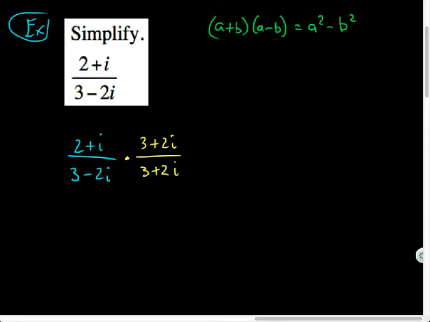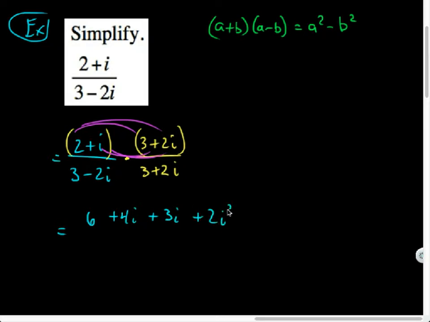Good times. And up top, I'm going to literally FOIL or double distribute that, because the fraction bars are a type of grouping symbol. So this will equal 2 times 3 is 6, plus 2 times 2i is 4i, i times 3 is plus 3i, and i times 2i is 2i squared, all over.